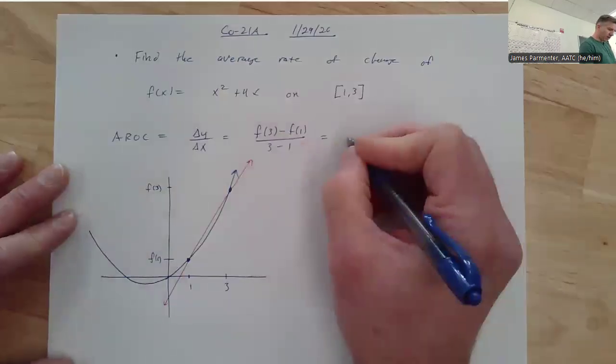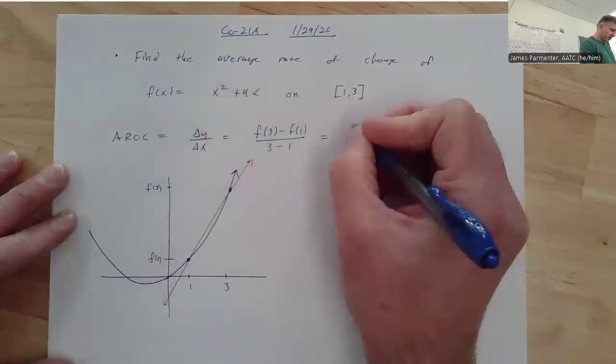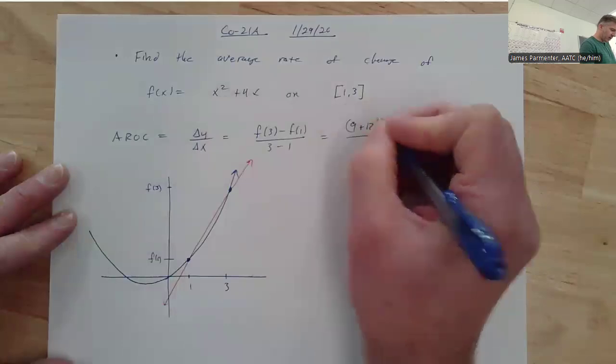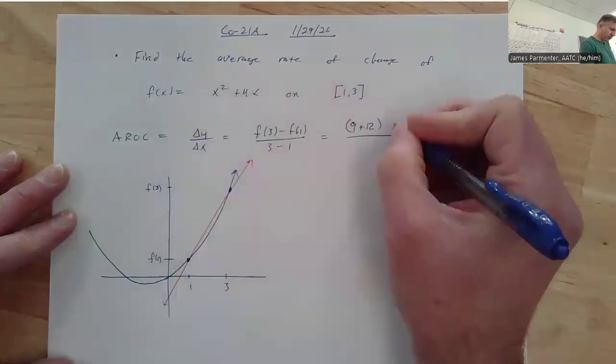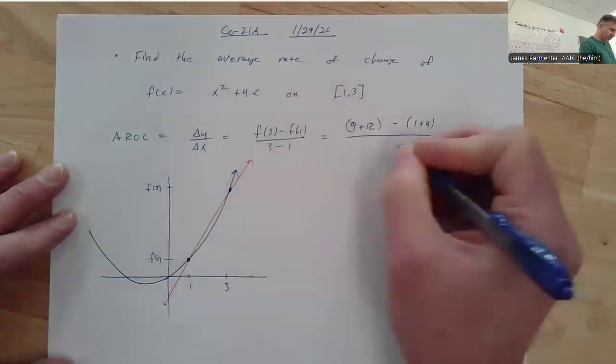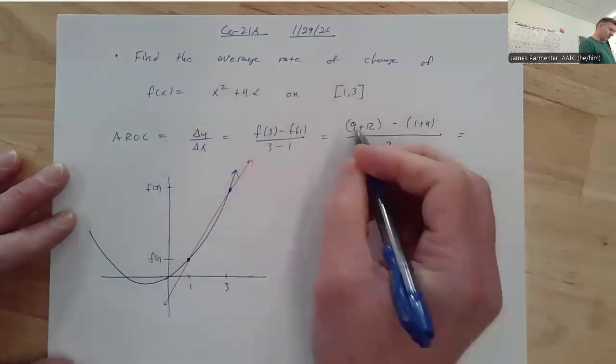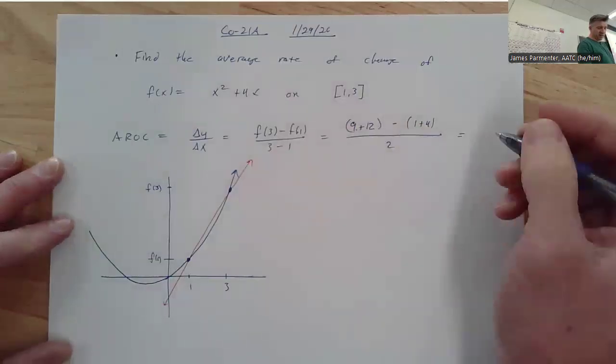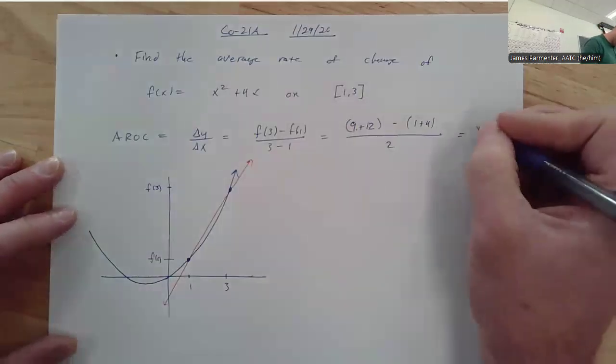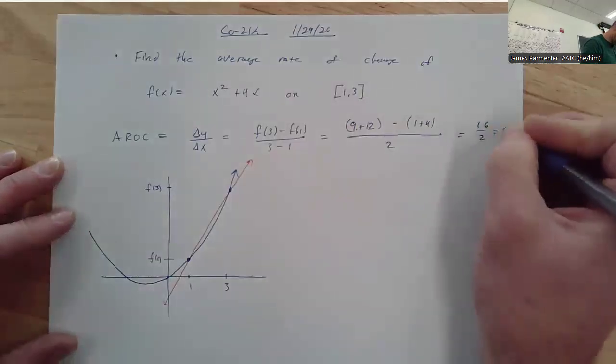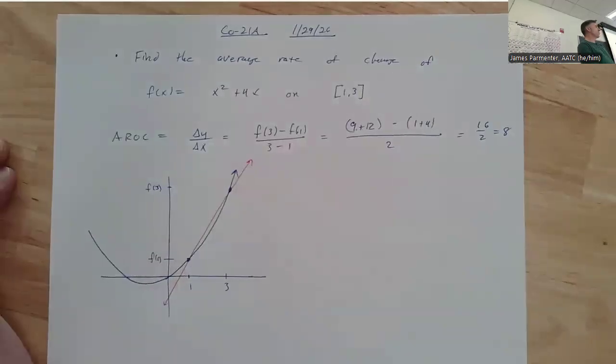As far as calculating it, not too terrible. We plug in 3 and 1. f of 3 is going to be 9 plus 12. f of 1 is going to be 1 plus 4, divided by 2. So it's going to be 21 minus 5, which is 16. 16 over 2, which is 8. This is the easier thing to calculate when it comes to a question like this. Certainly, the average rate of change is usually the thing that requires less effort to calculate.